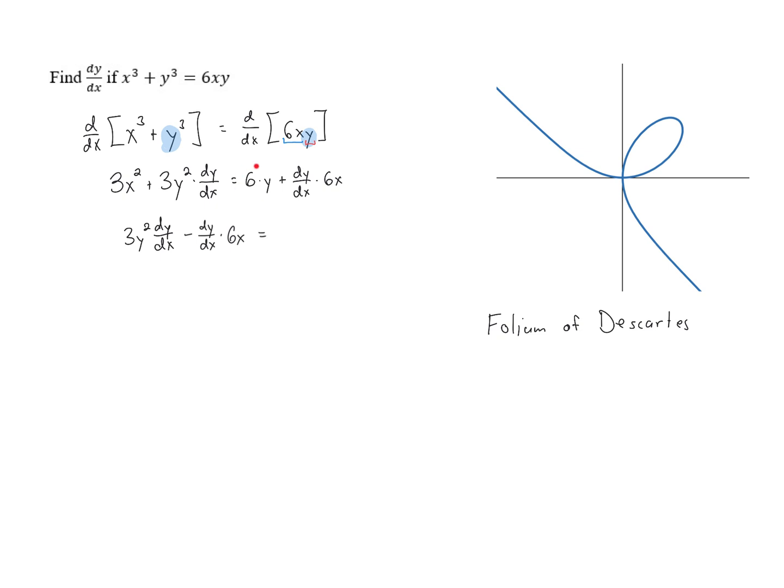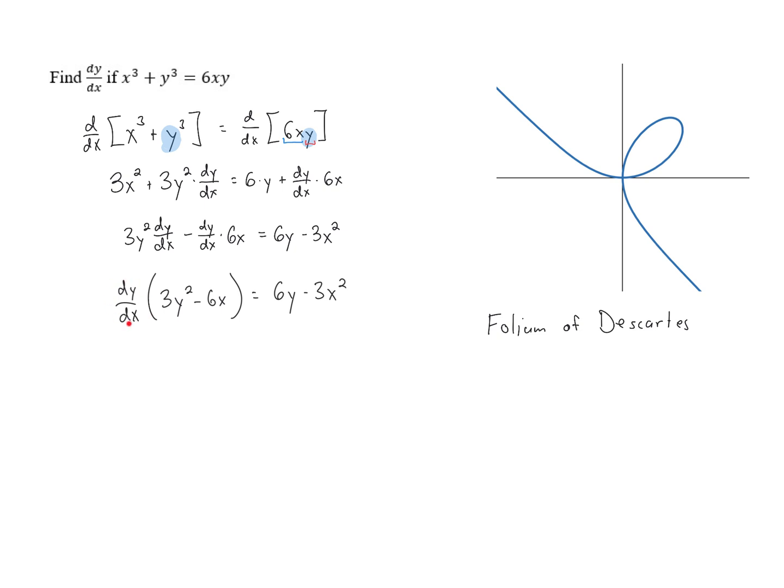And then on the right-hand side, we've got this 6 times y, which is just 6y. And we also want to move this 3x squared to the right-hand side. We do that by subtracting 3x squared on both sides, so that's going to become a minus 3x squared over there. All right, now we want to get dy over dx alone, so we're going to factor it out on the left-hand side. So that's going to give us dy over dx times the quantity 3y squared minus 6x. And then on the right, we've got equals 6y minus 3x squared.